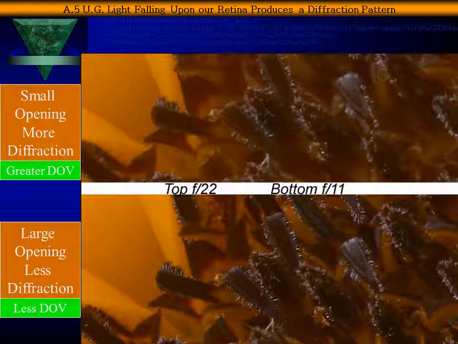One more time, and this summarizes it here. We have a lens with a small opening, and so we get more diffraction. As opposed to a large opening down here, less diffraction. When we have the small opening and the increased diffraction, we have a greater depth of vision, foreground and background in focus with each other. When we have less diffraction because of the large opening, we have a smaller or less depth of vision, which would mean that the foreground and the background would not be in focus with each other.